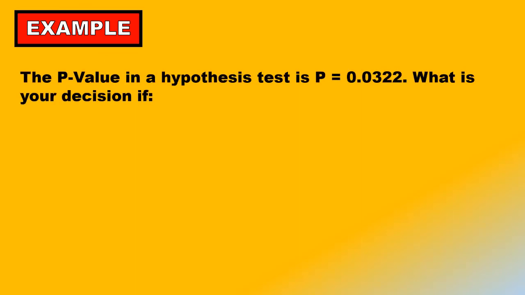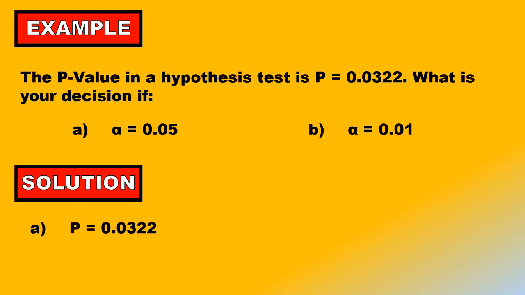So here's an example. The p-value in a hypothesis test is p equals 0.0322. We want to figure out our decision for a couple different situations. What would our decision be if alpha was 0.05? And then what would the decision be if alpha was 0.01? So let's start with the first one.